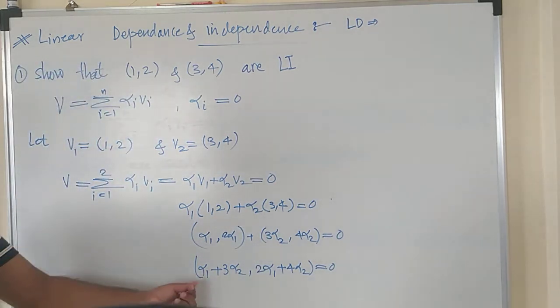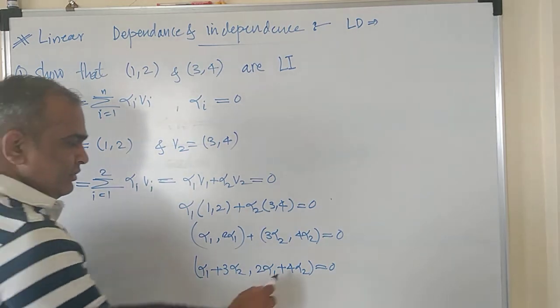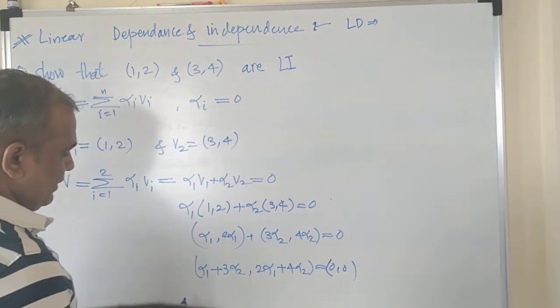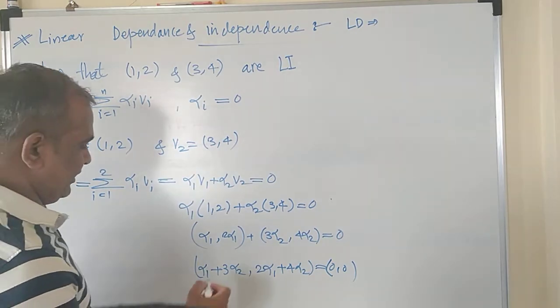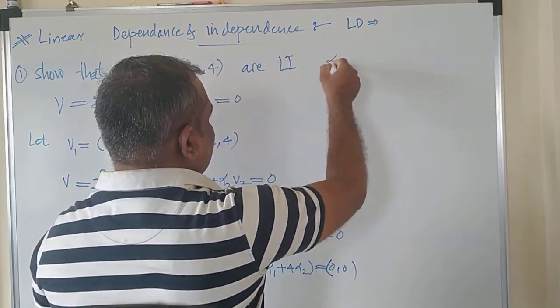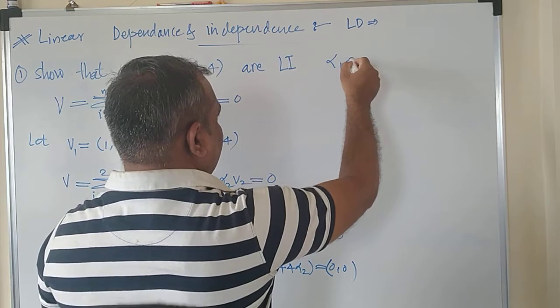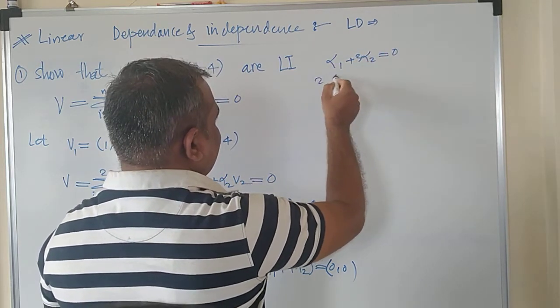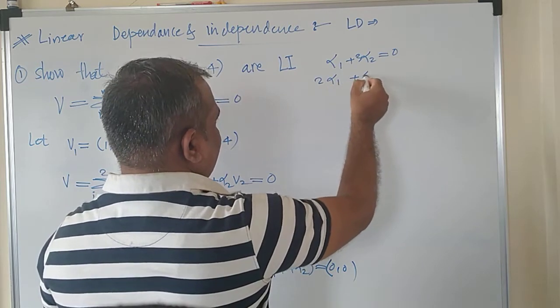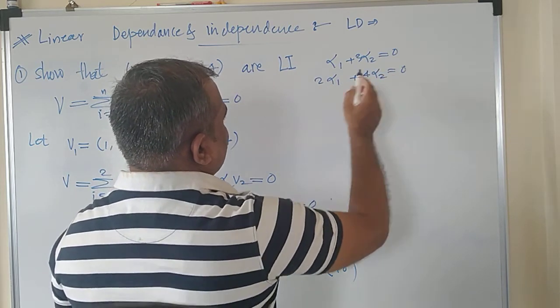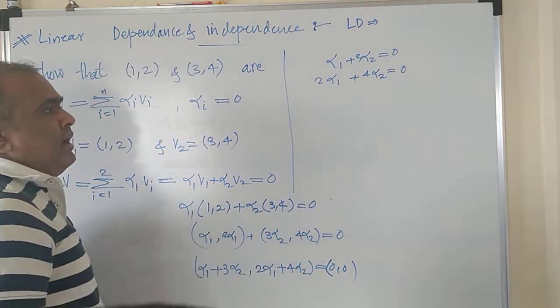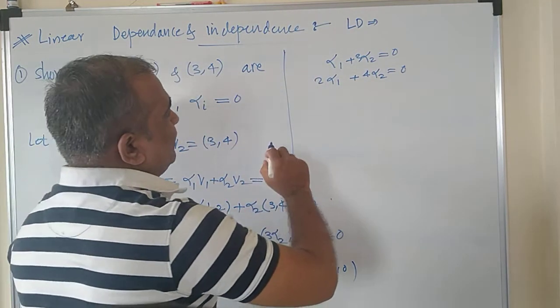Isn't it? So you can equate this right hand side, and this will give you the two equations. Let me write here. The first equation is alpha 1 plus 3 alpha 2 equals 0, and the second is 2 alpha 1 plus 4 alpha 2 equals 0, right? And to calculate the values of alpha 1 and alpha 2, let us eliminate any one of them.